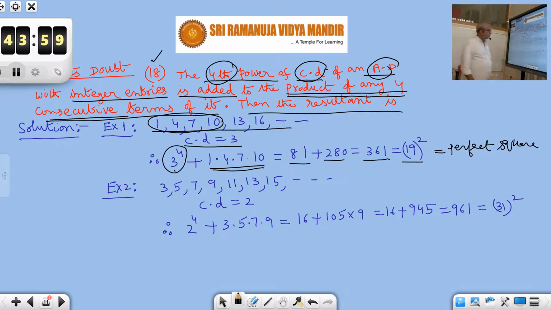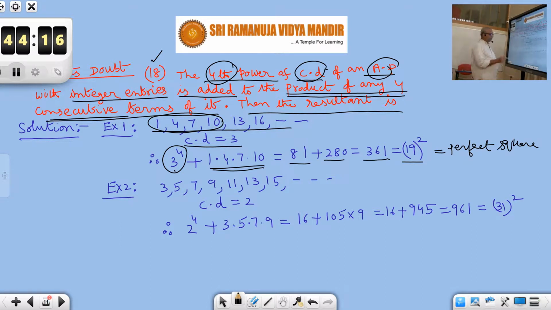So the options of the question, if you see, one option is there. It is a perfect square. Another option, perfect square plus 1. Something like that, some options are given. Here we can see that it is a perfect square.